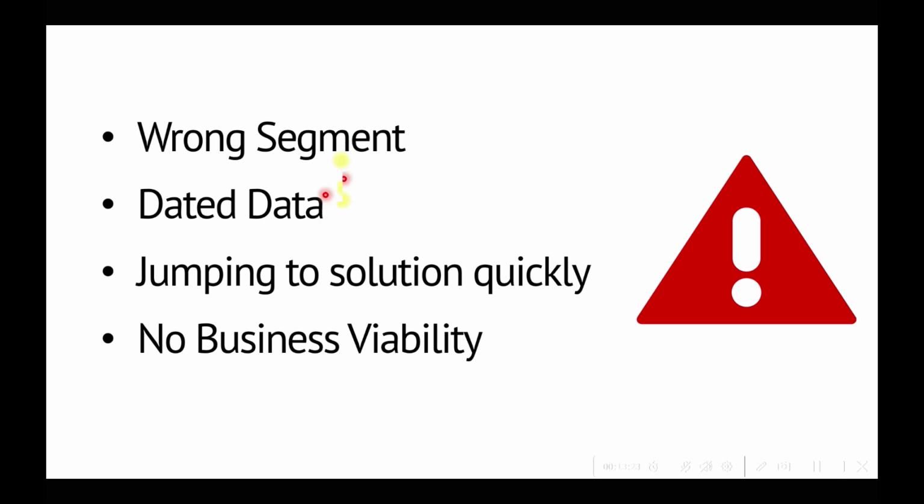Number three is jumping to the solution quickly. You have figured out the problem and you quickly want to solve it. Do not fall into that trap either. You have enough time and there's a systematic process to find the right solution and do the product design. We are going to learn that. But the objective is not to quickly reach a wrong solution. The objective should not be to solve it quickly. The objective should be to solve it properly and solve it once and for all, right?